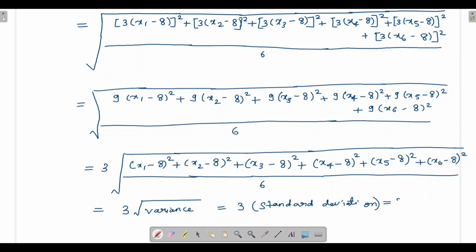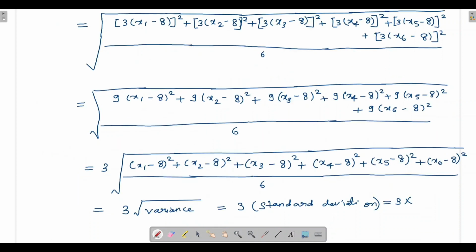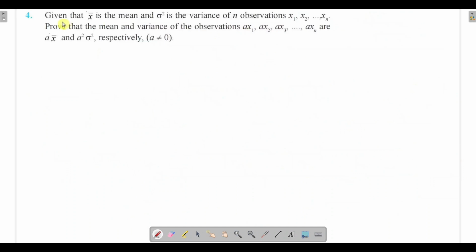So what we will get is 3 into the standard deviation of the original data, which is 4. So 3 times 4, which is nothing but 12. Okay, so the new standard deviation is 12. So that is the solution of the third problem. Now let us go to the next one, the fourth one.